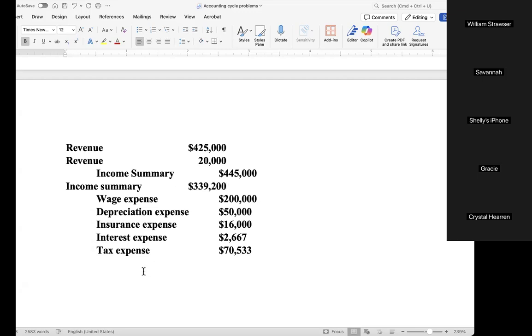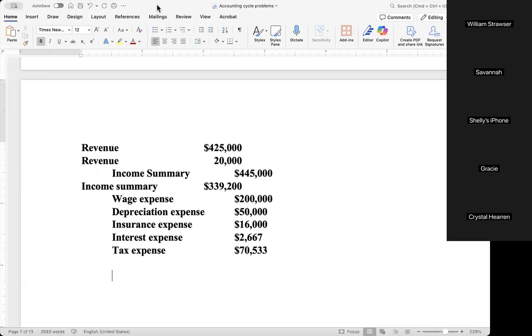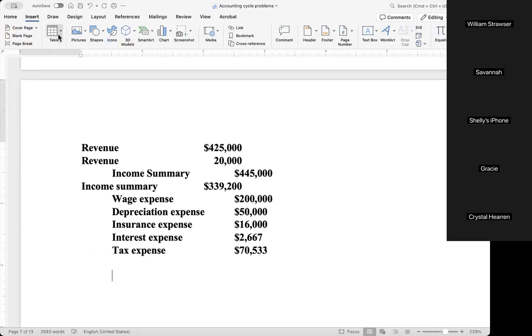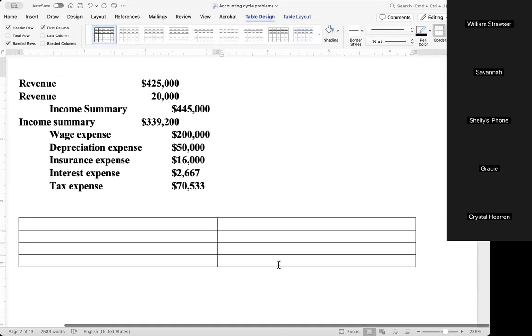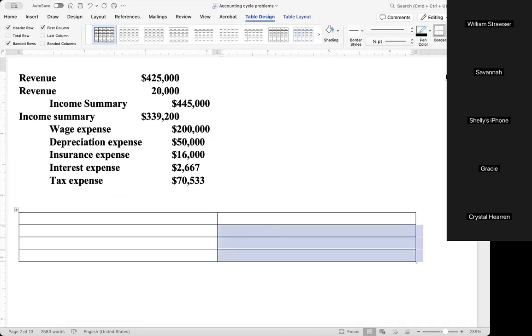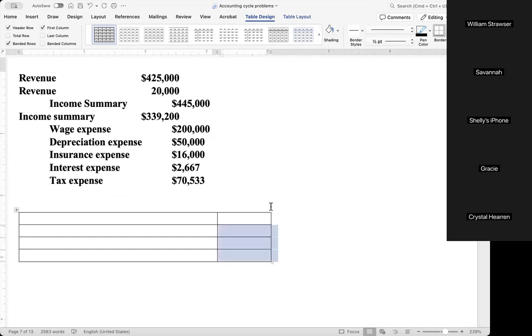All right, so I got these together. So this is essentially calculating net income. And why is it calculating net income? It's calculating net income through the income summary. So I'm going to just use, this is how I create T accounts in Word. It's kind of ham-fisted, but it works.